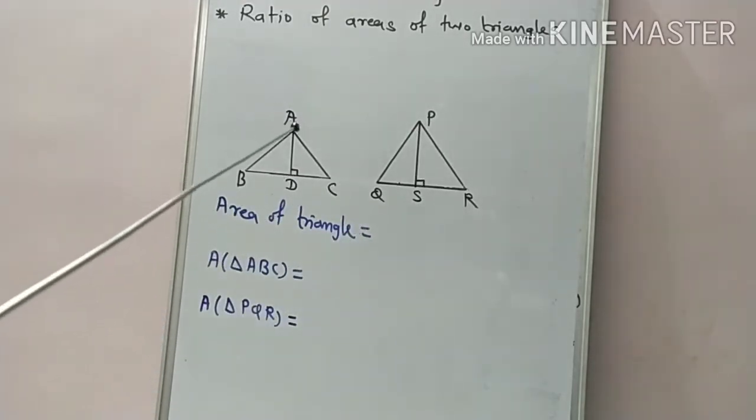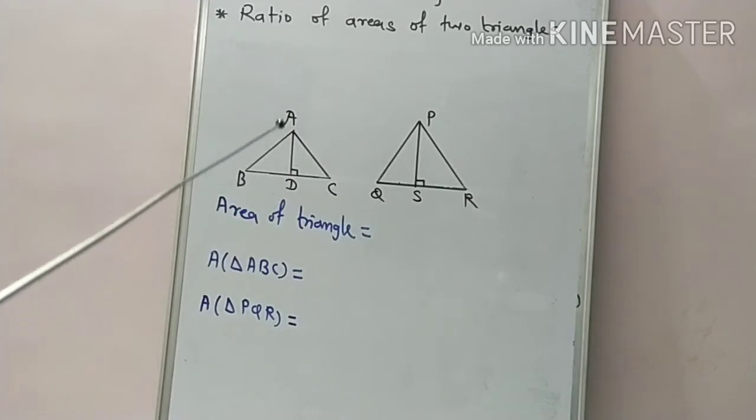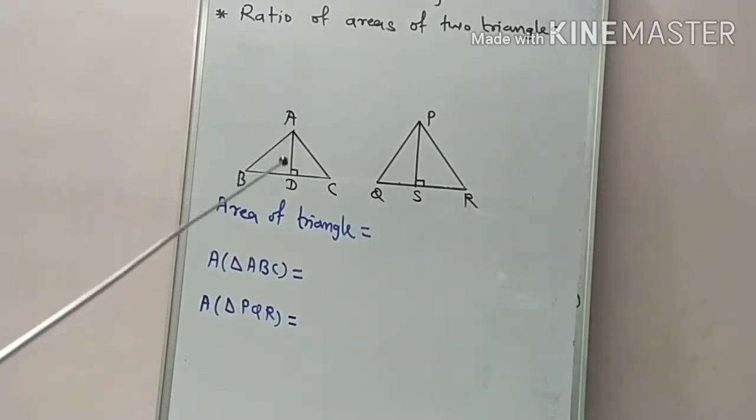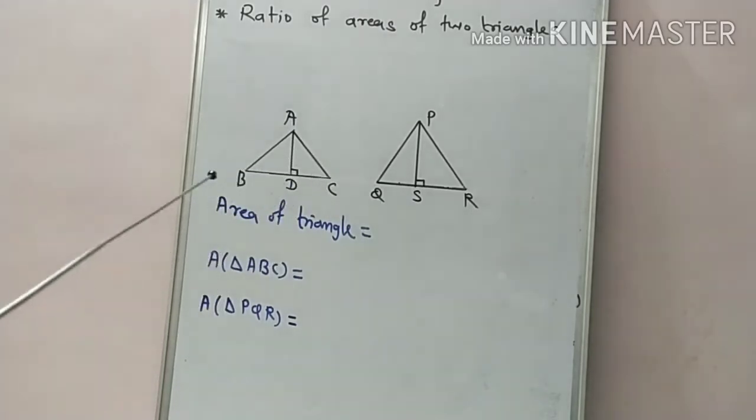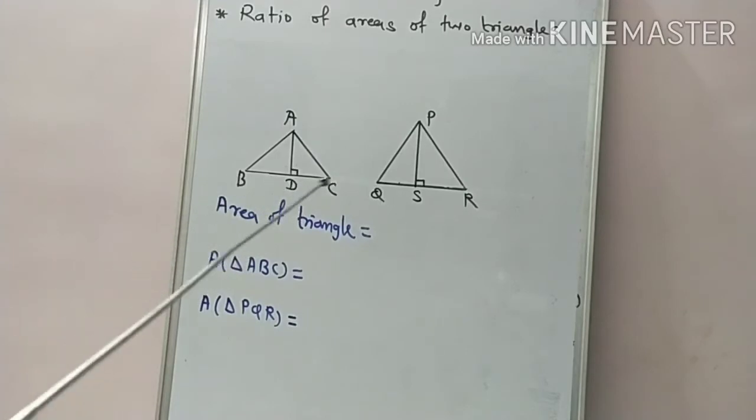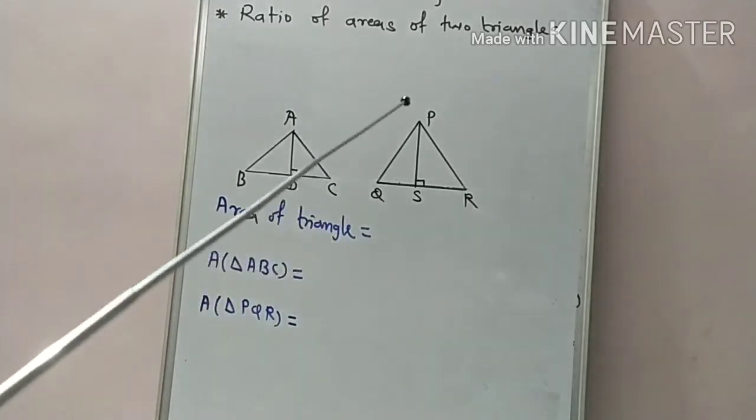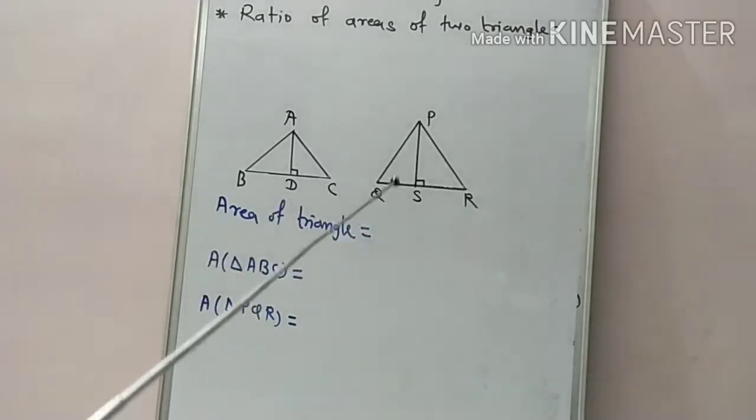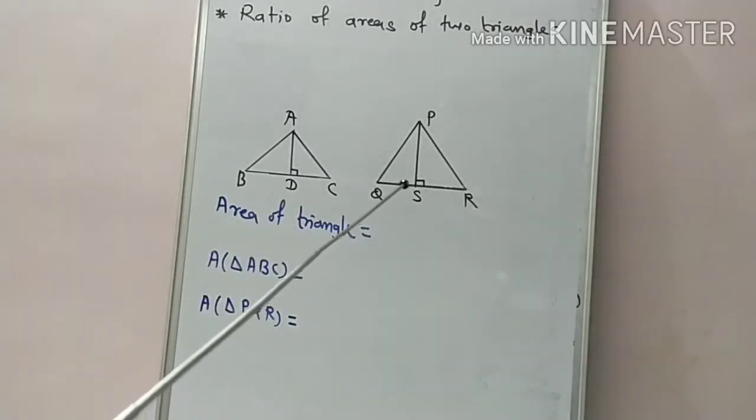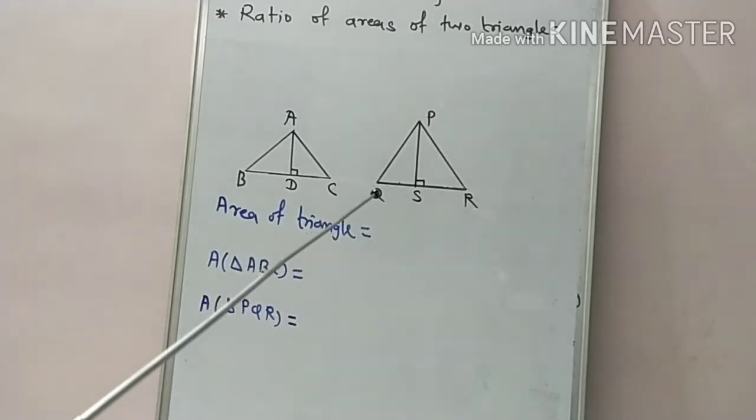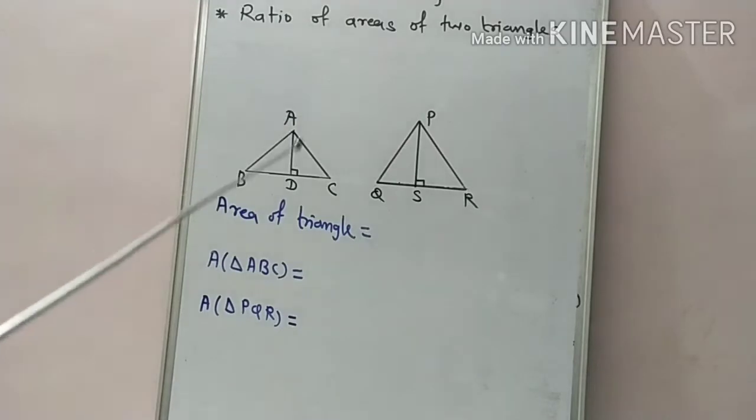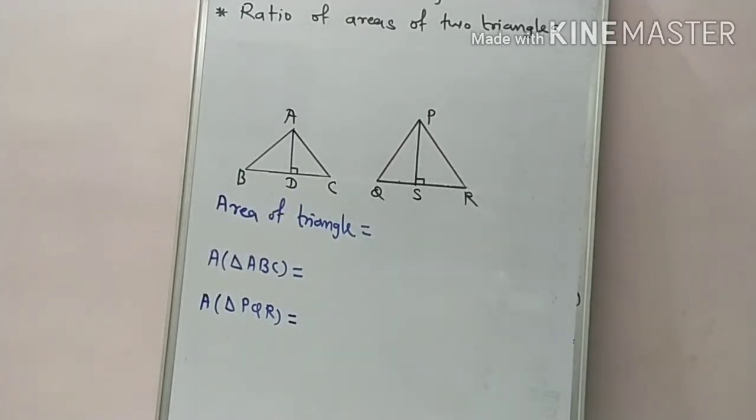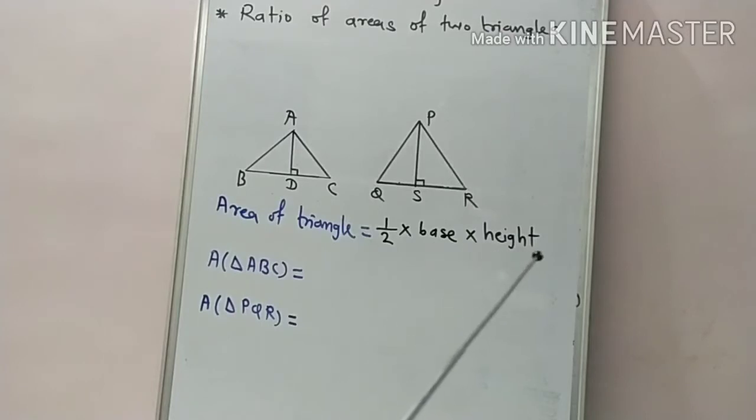As you draw that perpendicular on BC, the perpendicular segment AD is the height of the triangle, and since the perpendicular is drawn on BC, BC is the base of that triangle. Similarly over here, PS is the height of triangle PQR, and the perpendicular is drawn on QR, so QR is the base. So what is the formula of area of a triangle? The area of a triangle is half into base into height.